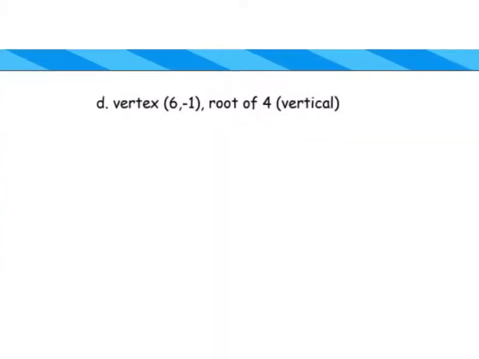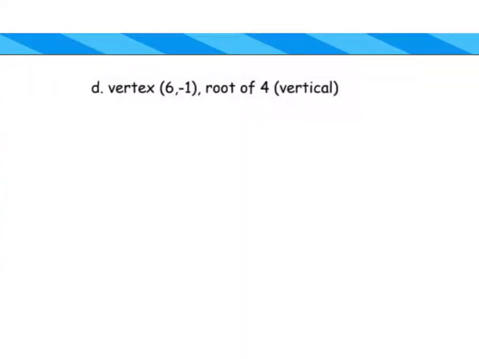All right, looking at my next example, again, very similar. If you feel comfortable, pause the video and try this one on your own. All right, so we're going to use vertex form.